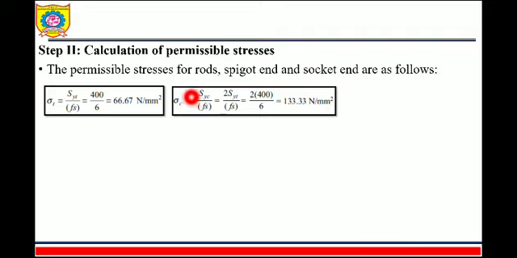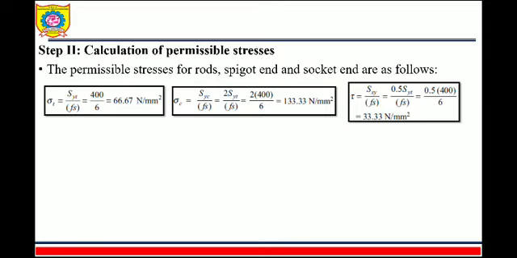So here we don't know the value of SYC, that is yield compressive strength is not known to us, which is equal to twice of SYT. So compressive yield strength is twice the yield strength in tension. So sigma C is equal to 2 into 400 by 6, as factor of safety for socket, spigot and rod ends is 6. Which is equal to 133.33 Newton per mm square.